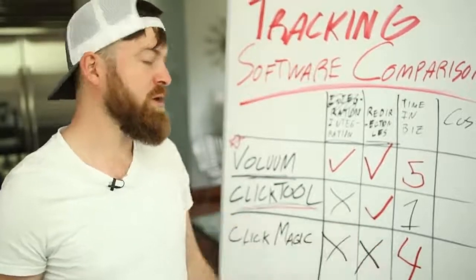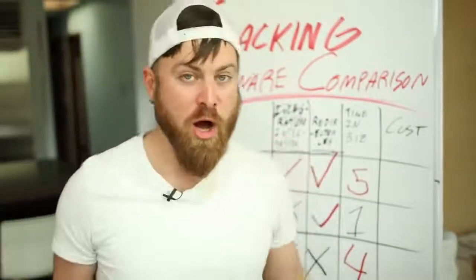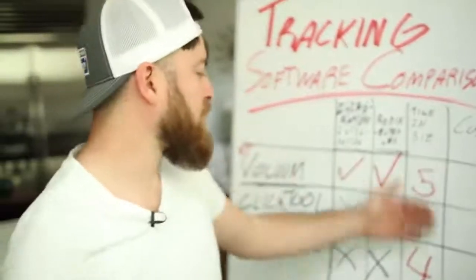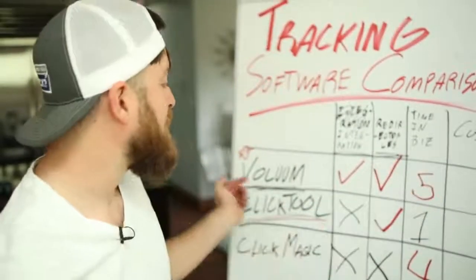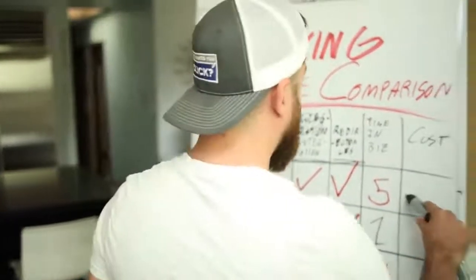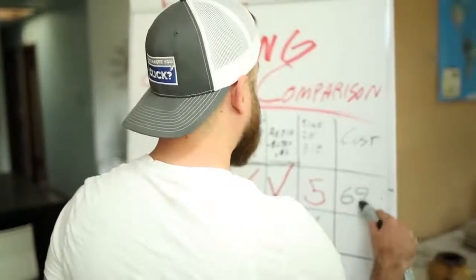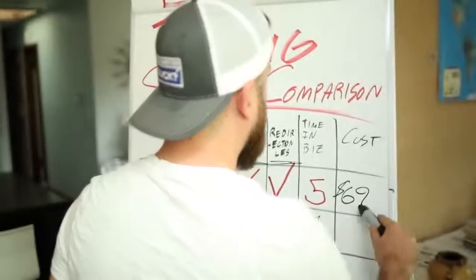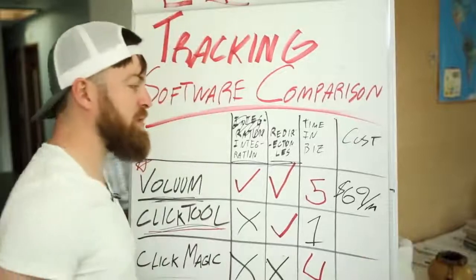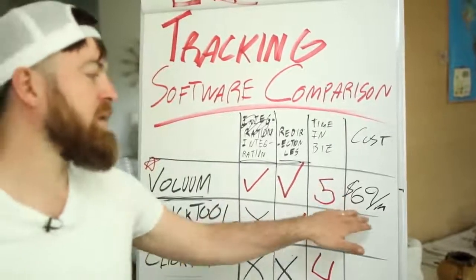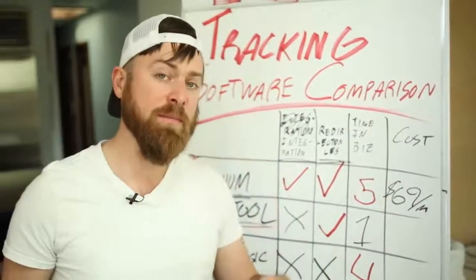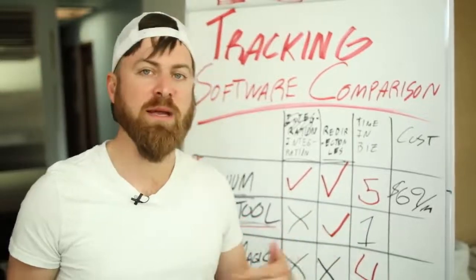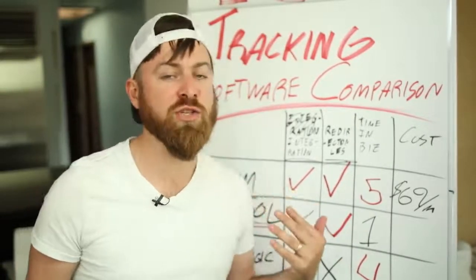So that's good to know. Now, for the last factor, cost, I'm going to go over the cost of each of these programs. So Volume comes in, I'm going to give them a black mark at $69 per month, okay? And all of these costs are going to be monthly, but $69 per month is just the starting package. And at that price, it makes it the most expensive click tracking software.